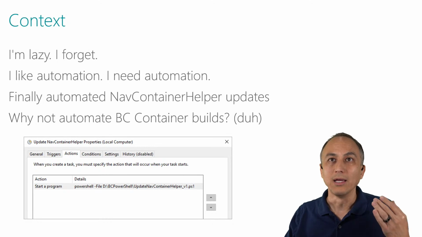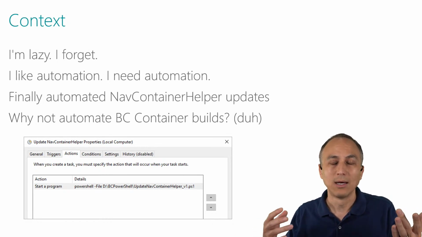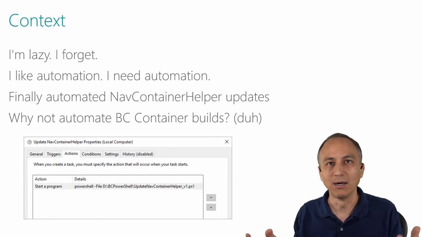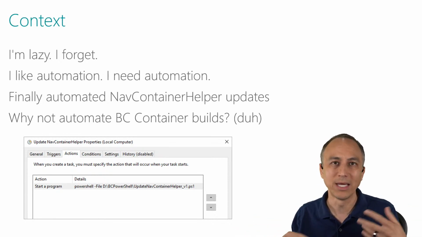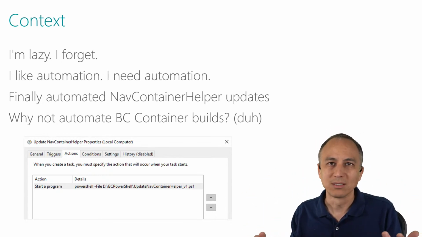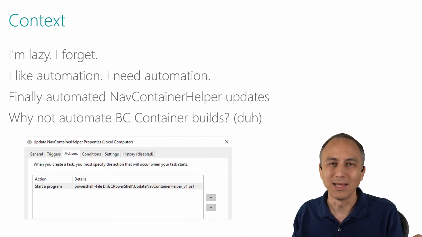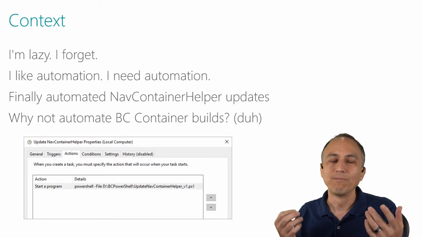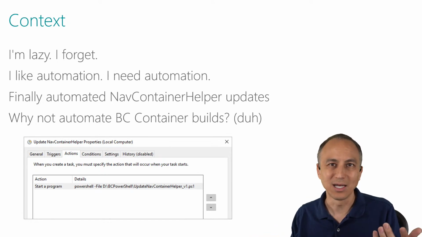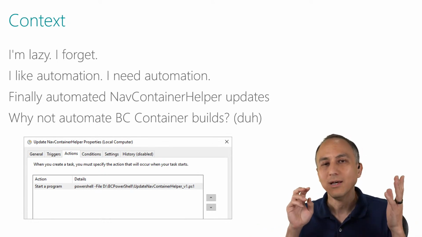So I wrote a blog post. I had been realizing, oh, I have an old version of Nav Container Helper. Let me update it. And I've said, oh, make sure you have the latest version. But it's so obvious. Why don't you just automate that? It's like, duh. It's not so much that it wasn't obvious, but I just hadn't taken the time. So finally, I was like, fine, let me do it.